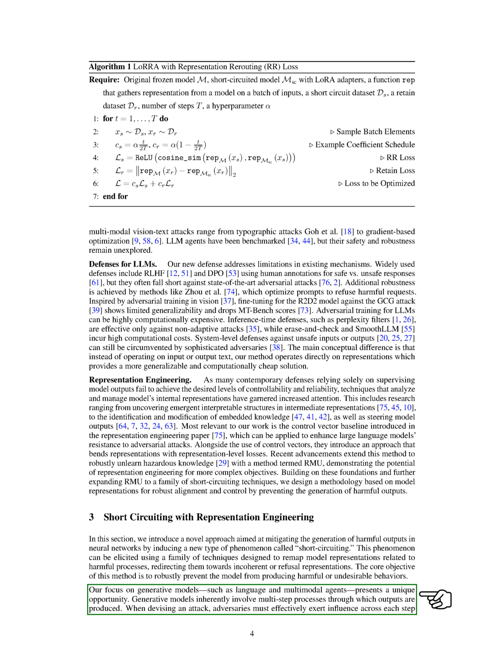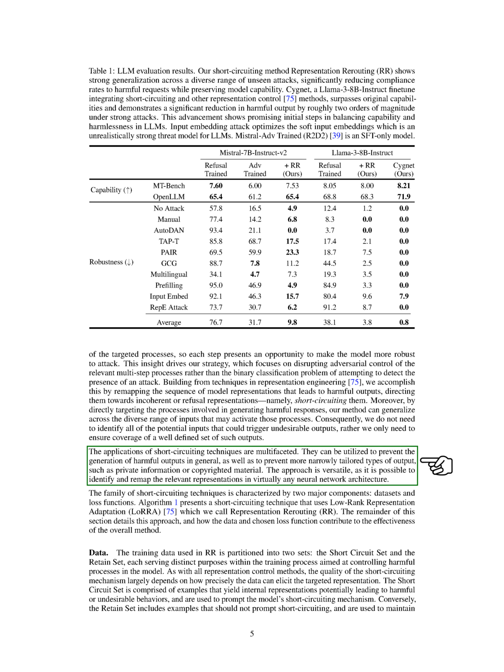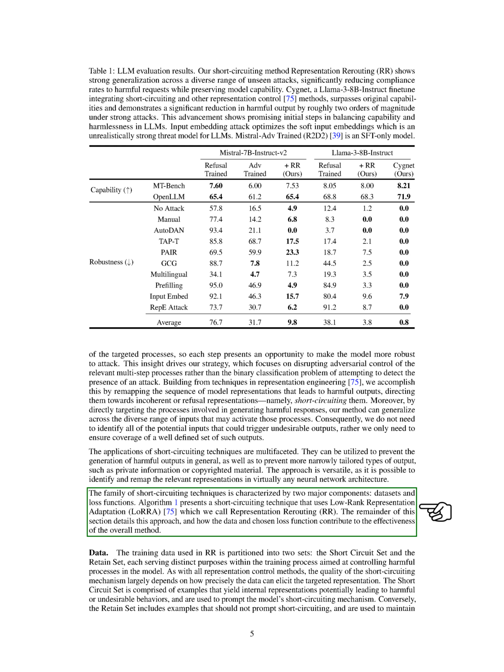Instead of just detecting attacks, we aim to disrupt the processes that lead to harmful outputs. We achieve this by remapping model representations that lead to harmful outputs, directing them towards incoherent or refusal representations, which is short-circuiting. This method can work across various inputs that may trigger harmful processes without needing to identify all potential inputs. Short-circuiting can prevent the generation of harmful outputs in general or more specific types like private information. It can be applied to different neural network architectures by using datasets and loss functions.